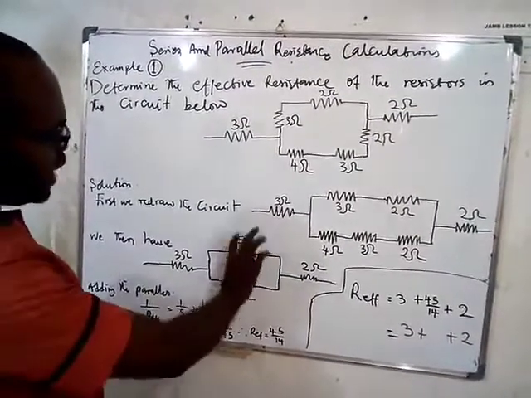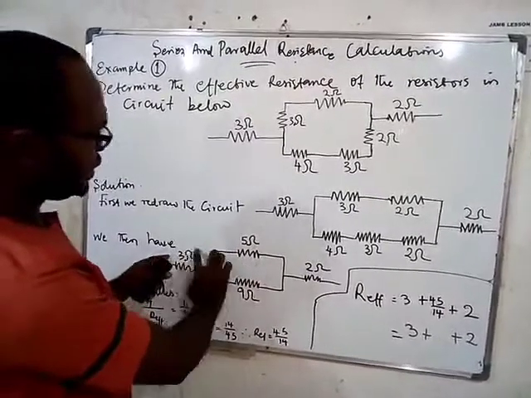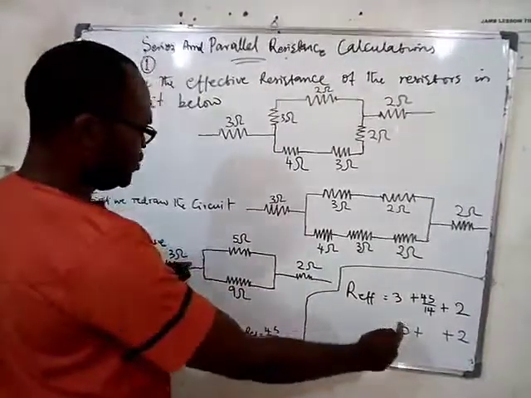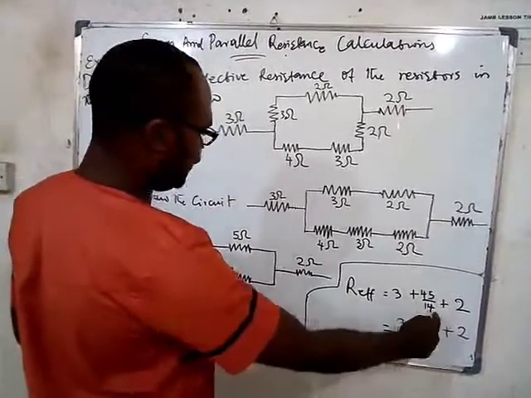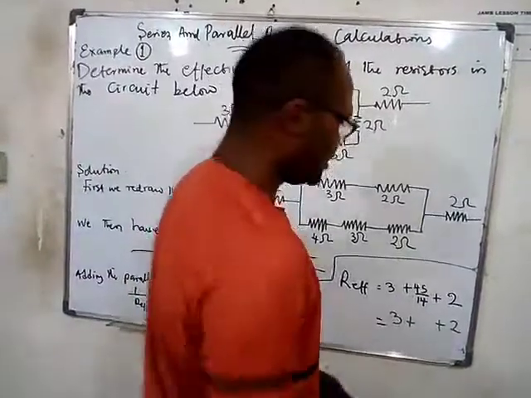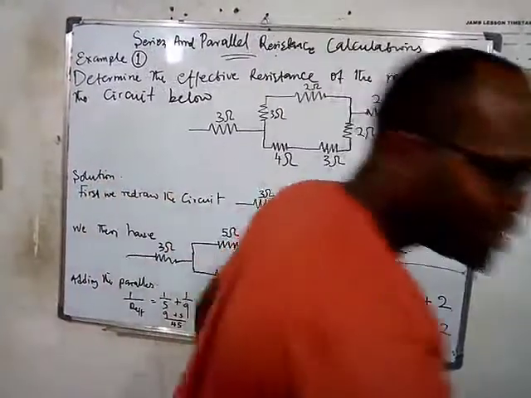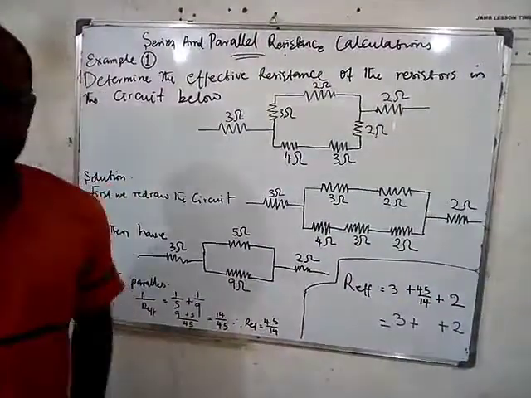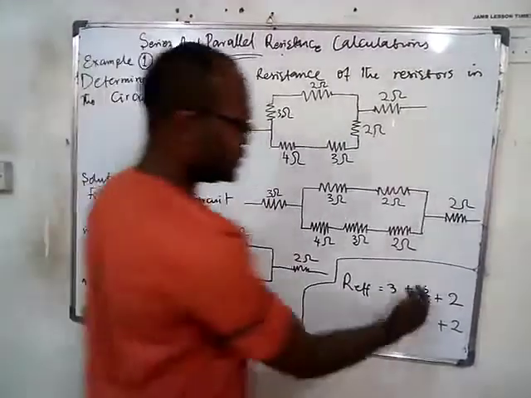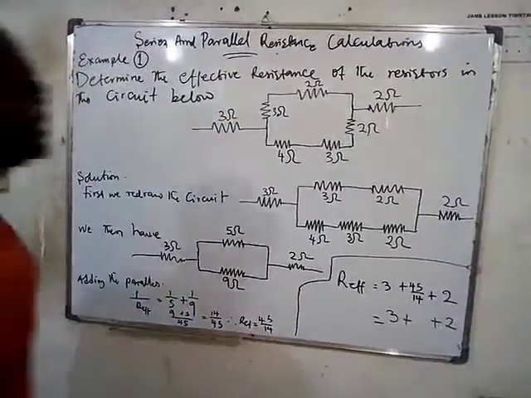So if you have the effective resistance of these 2 to be 45 over 14, then you can add it in series with this other remaining 2. So you now have 3 ohm resistor plus this, which is 45/14, plus this, which is 2. You can now simply do the mathematics. You have 3 plus 2, 5, then 5 plus 45/14. So I will allow you to press the calculator so that we can get what 45/14 is. Once you get it, add it up. That is the effective resistance of this whole circuit.